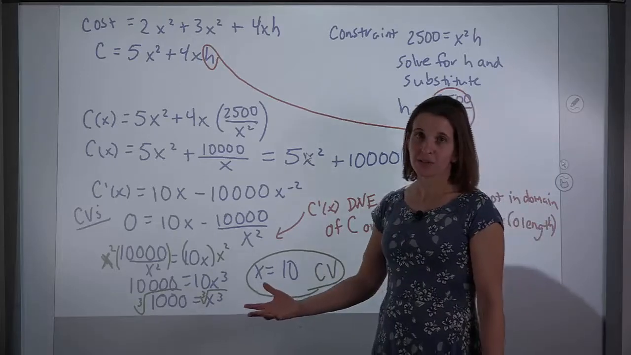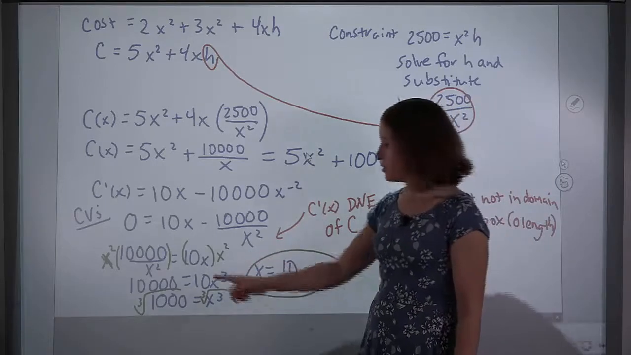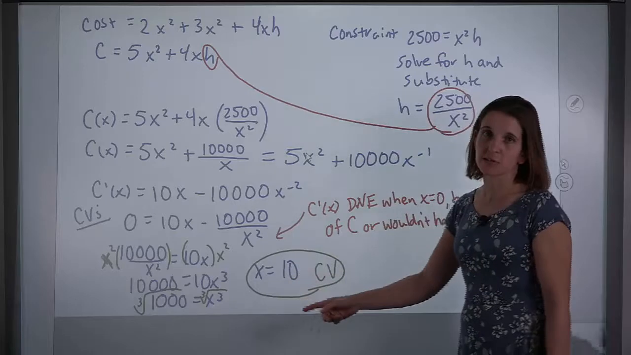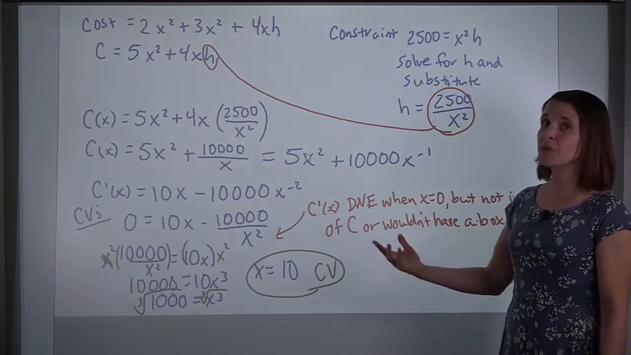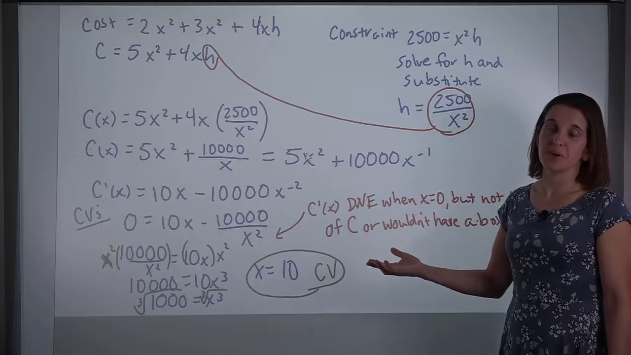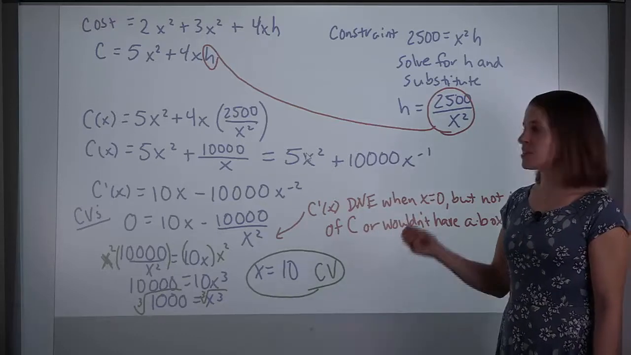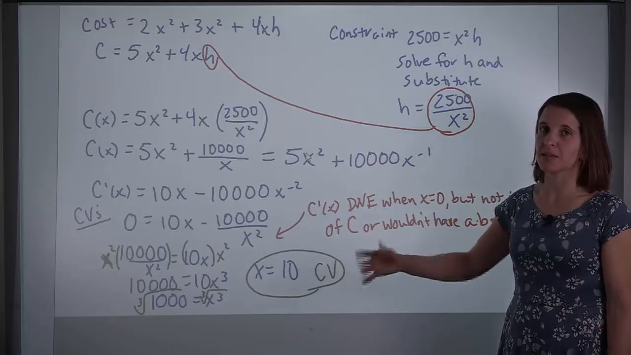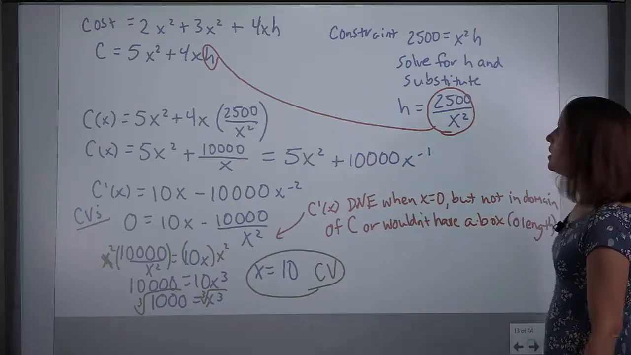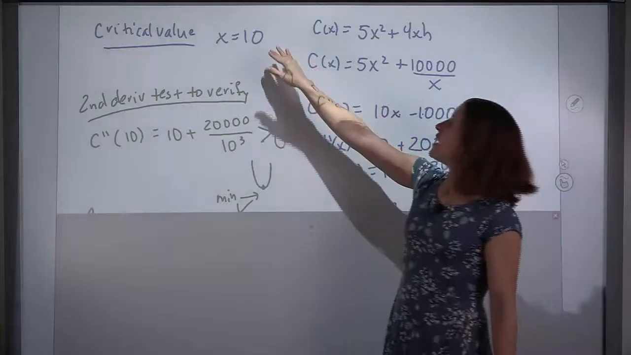And now I need to undo the cube with a cubed root. So I cube root both sides, and I get that x equals 10. So this is my only critical value. Therefore, I hope that it results in a minimum cost, but I have done no calculus that proves it is. I have only done calculus that proves it's a possible max or a min, because that's what a critical value is. So I have this critical value.